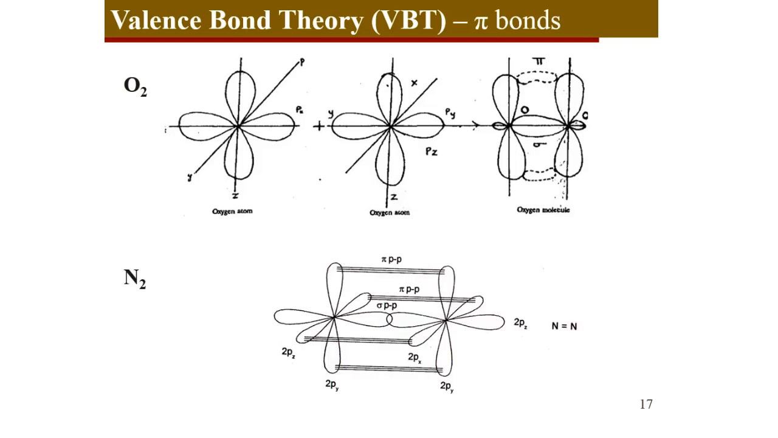And taking the case of nitrogen, we have all the three p orbitals half filled in nitrogen atom. So the one set of p's, pz and pz, undergo axial overlapping. Px and Px undergo lateral overlapping to get one pi bond, and the other set of p's undergo lateral overlapping to get the other pi bond. So, in nitrogen molecule, it is triply bonded nitrogen atoms.